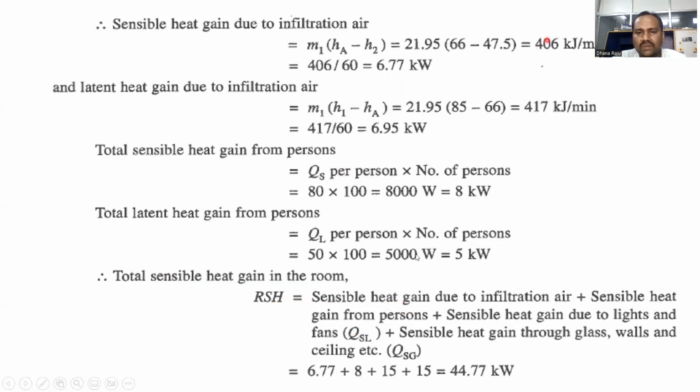So it is 6.77 initially, then we are having 8, then we are having 15. It is due to sensible heat due to fan, sensible heat due to glass, walls, ceiling. It is given in the problem. So it is 44.77, that is room sensible heat load.